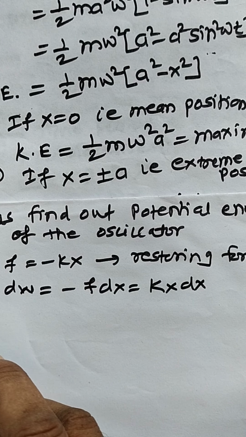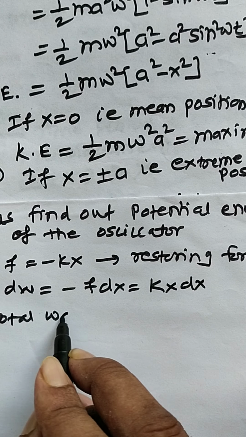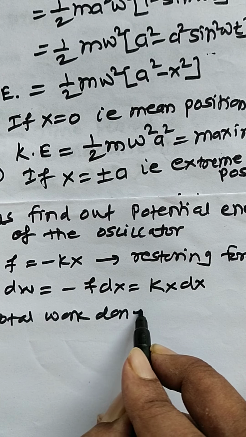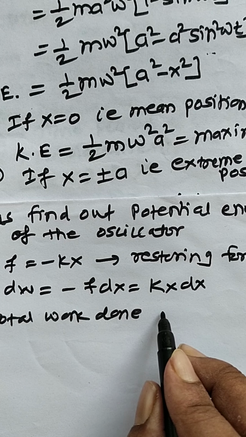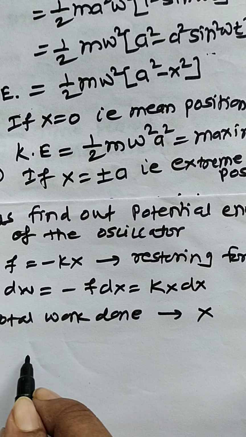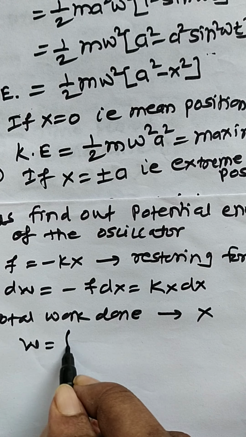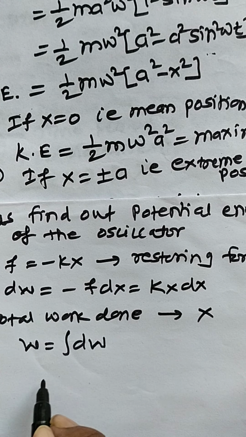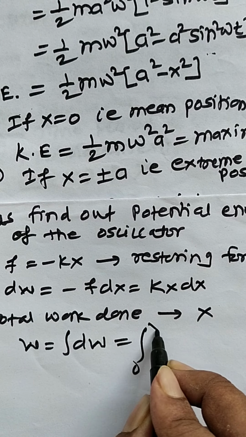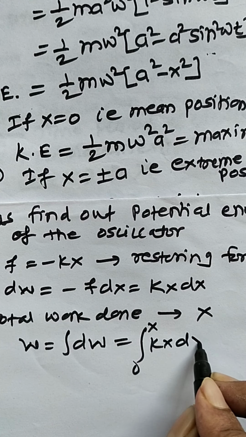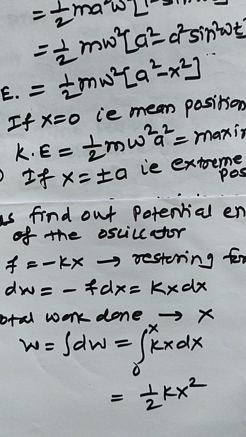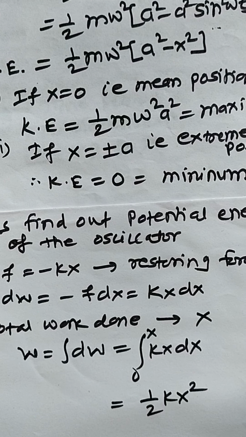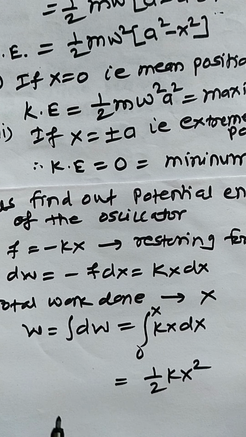So therefore the total work done in order to produce the displacement x, this W is equal to the integration of dW, that is equal to the integral from 0 to x of kx dx, which is equal to 1/2 kx square.